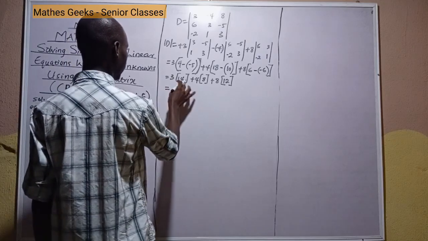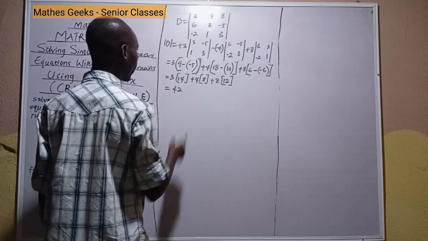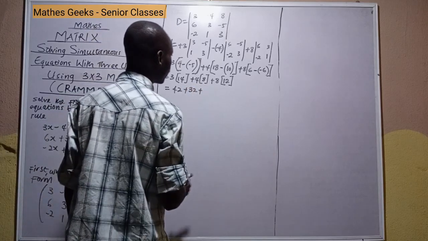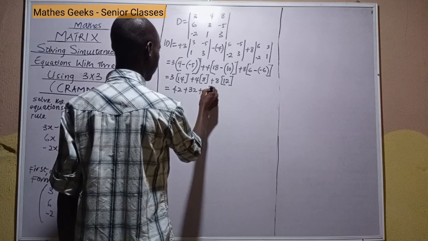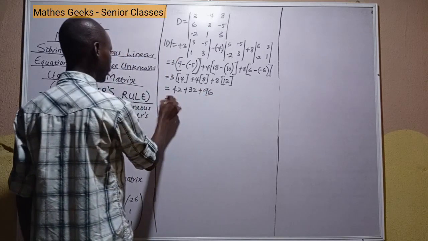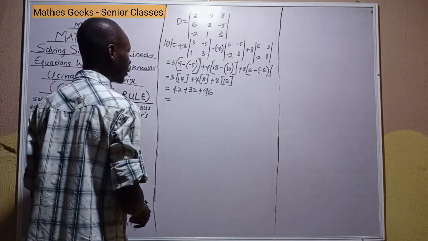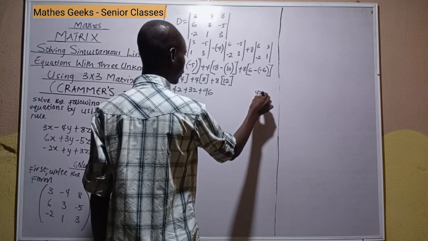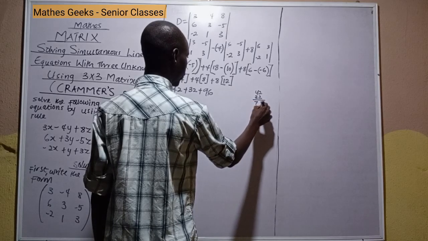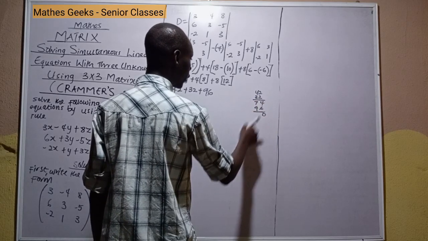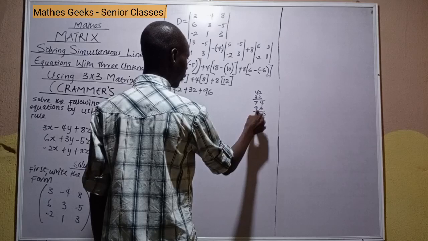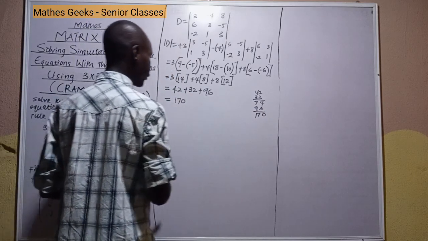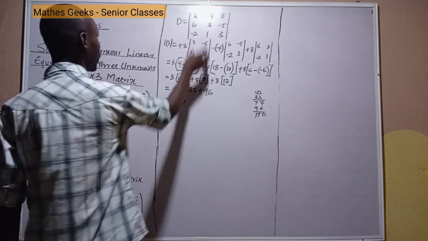So 3 times 14 is 42, plus 4 times 8 is 32, plus 8 times 12 is 96. So 42 plus 32 plus 96 is 170. So this is the determinant of D.